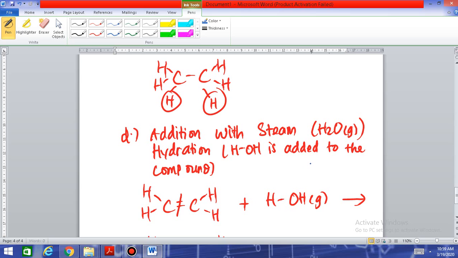This reaction needs steam as reagent, and the conditions are concentrated sulfuric acid or concentrated phosphoric acid as catalyst, a temperature of 300 Celsius degrees and a pressure of 60 atm or 6 megapascal.